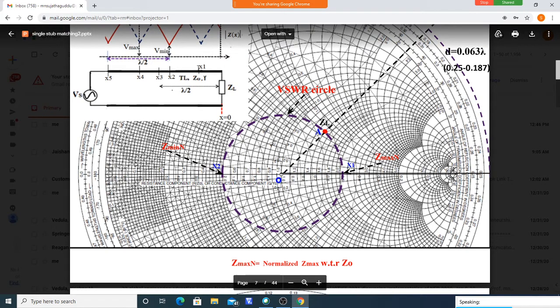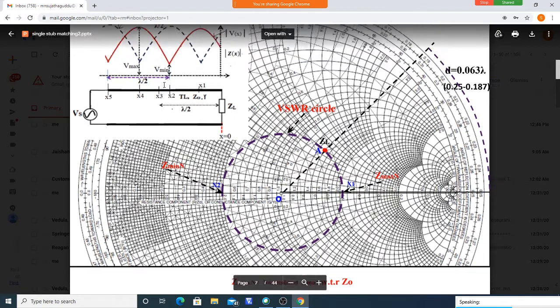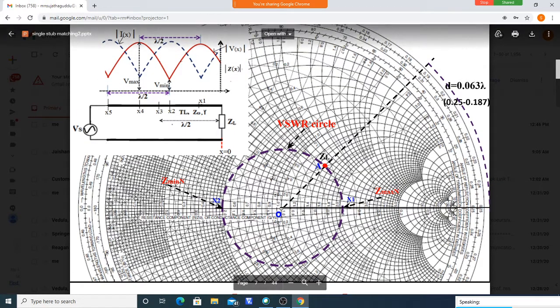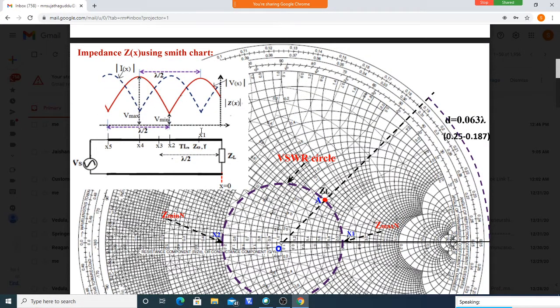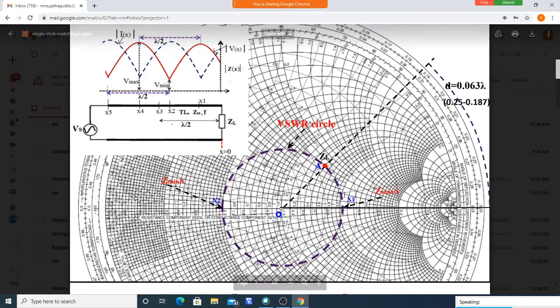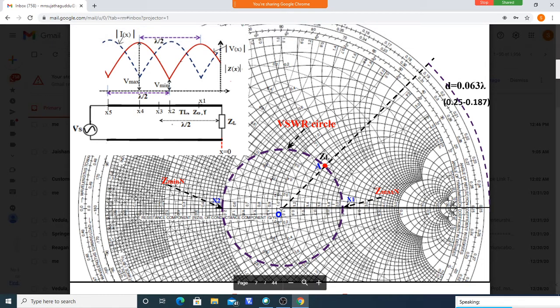As you move towards the generator, starting from here, you move like this. Once we reach this point, we have already observed the maxima, but you do not stop at the maxima position. If you move further from the maxima like this, we reached this position.